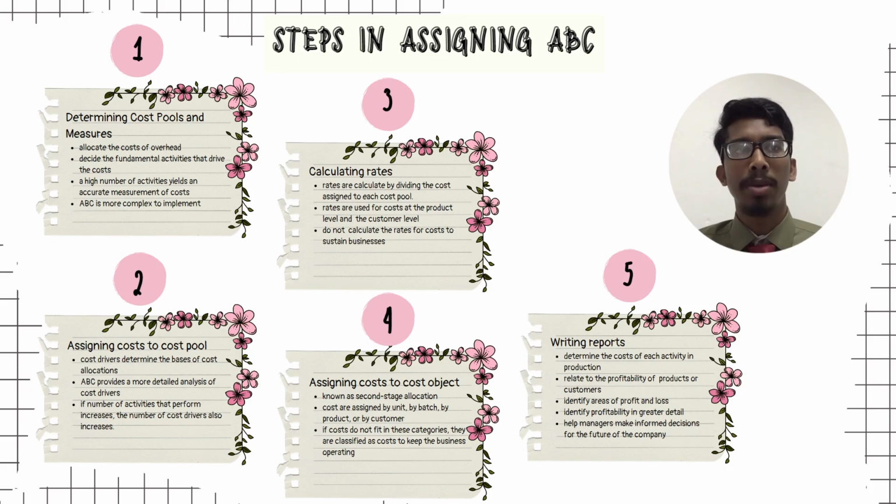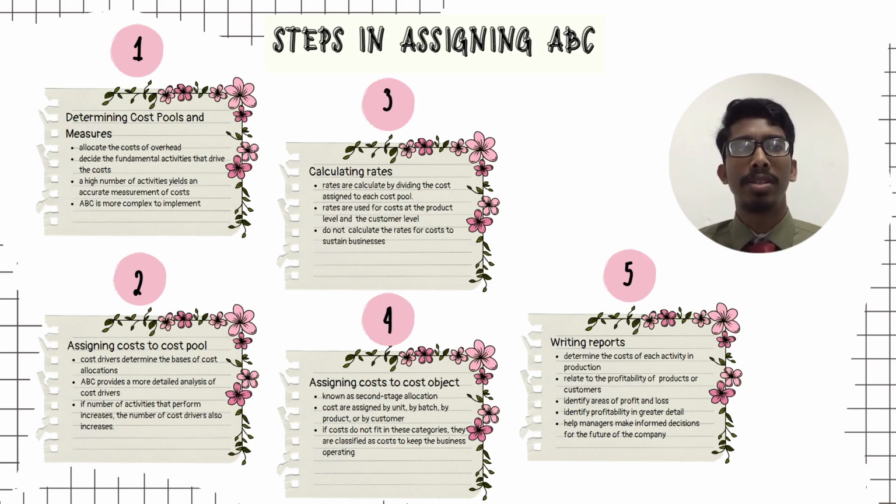The fourth step is assigning cost to cost objects. This stage is also known as second stage allocation. Costs are normally assigned either by unit, by batch, by product or by customer. Or if they do not fit in any of these categories, they are classified as costs to keep the business operating, which managers usually do not include when calculating the manufacturing cost.